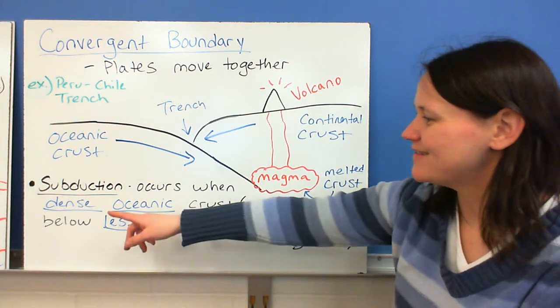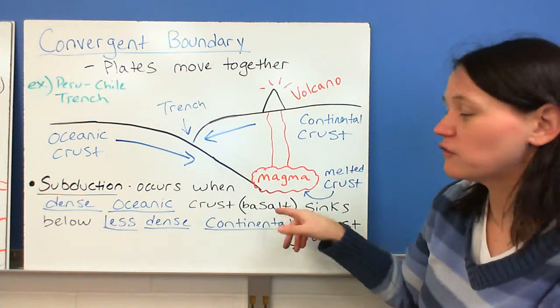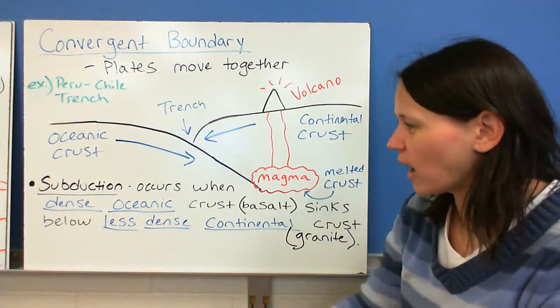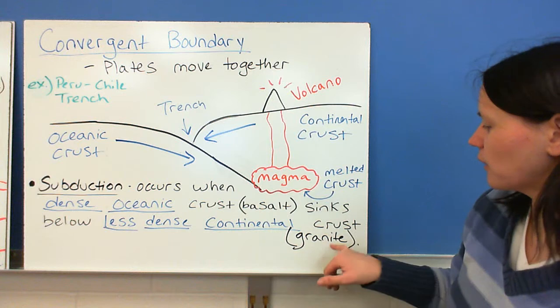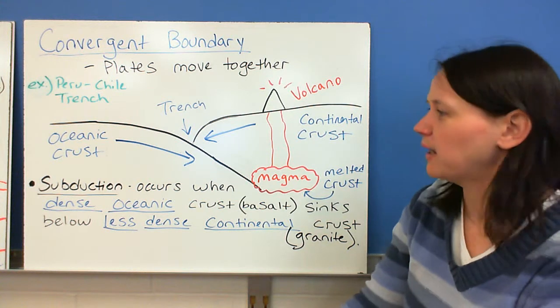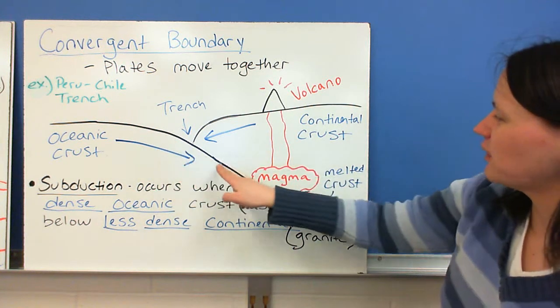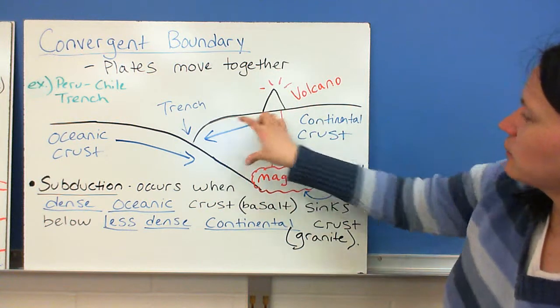It occurs when dense oceanic crust, which is usually made of basalt, a type of rock, sinks below less dense continental crust, which is usually made of granite. Okay, so you can see that oceanic crust getting pushed underneath the continental crust.